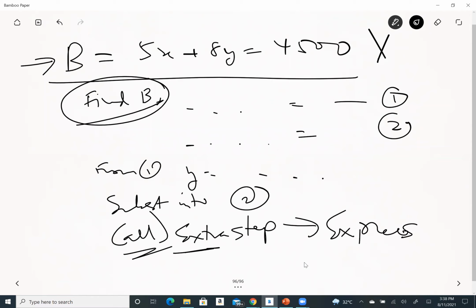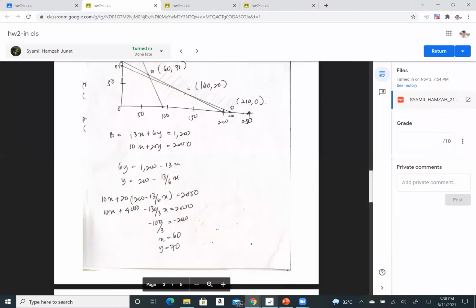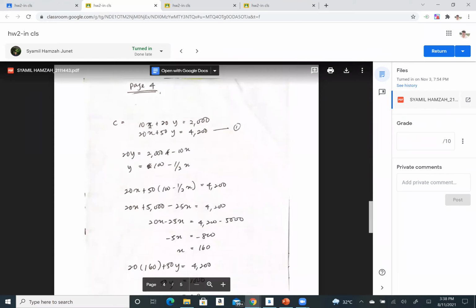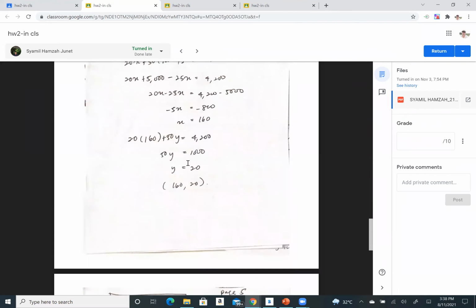Don't jump. If you jump, that means you didn't do it yourself. You get it from someone, because if you jump, you just give the answer. That means you get it from somebody. So you got, find point C, same thing.